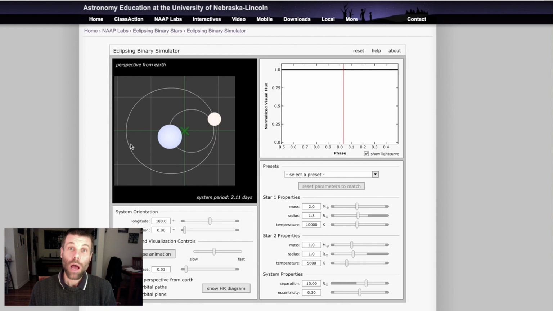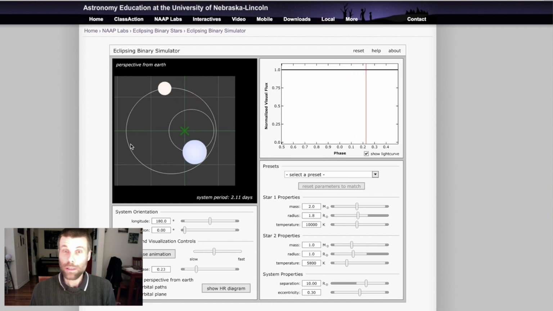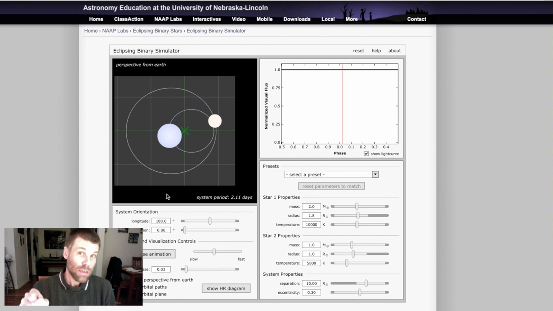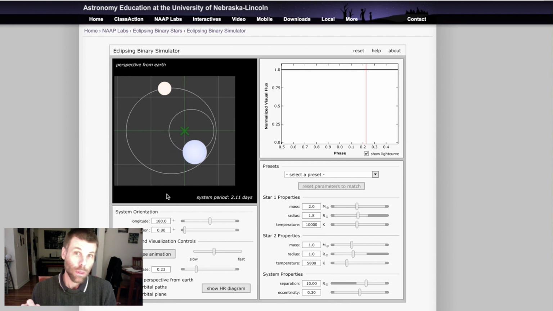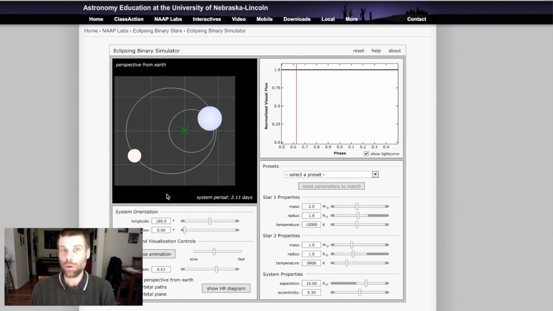To start out with, I've oriented the system so that the stars are moving in the plane of the screen. So they're not moving towards you or away from you, and instead they're just going in a circle. This is to get us oriented so we know what the system looks like before I start messing around with it. If we see this on the sky, it's actually impossible to measure masses in a star system like this one.